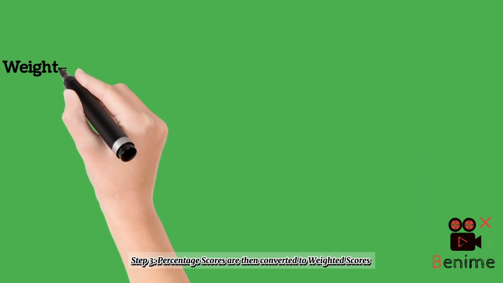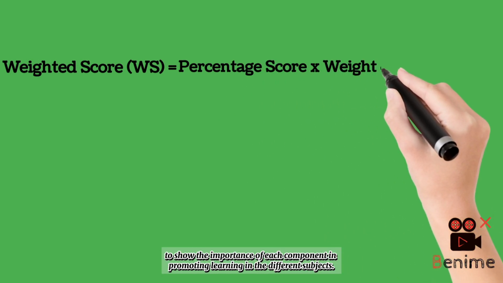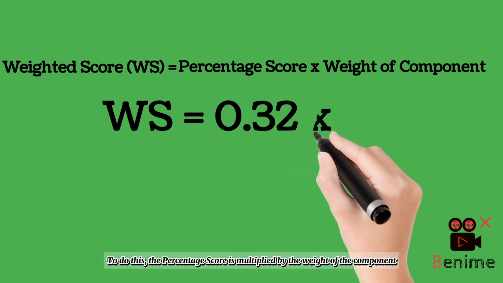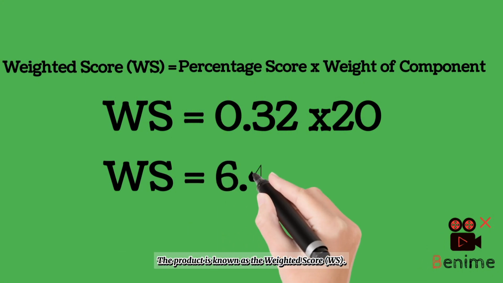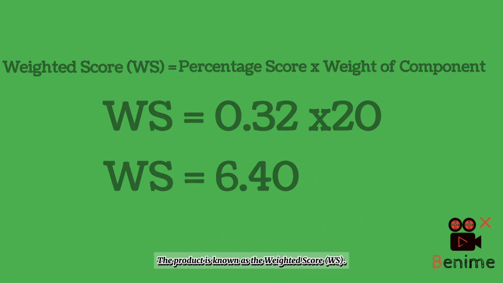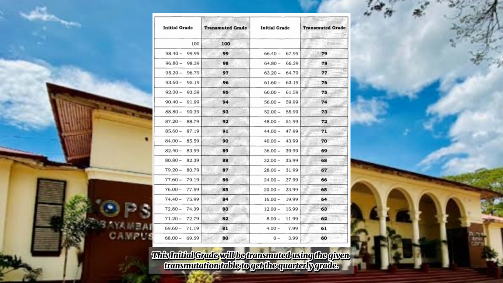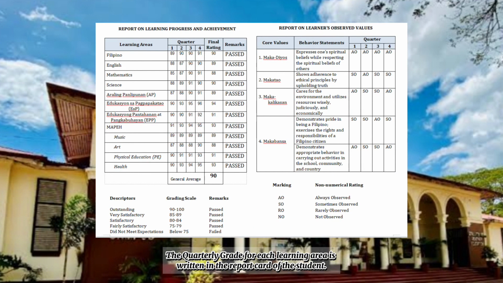Step 3. Percentage scores are then converted to weighted scores to show the importance of each component in promoting learning in the different subjects. To do this, the percentage score is multiplied by the weight of the component. The product is known as the weighted score. The sum of the weighted scores in each component is the initial grade. This initial grade will be transmuted using the given transmutation table to get the quarterly grade. The quarterly grade for each learning area is written in the report card of the student.